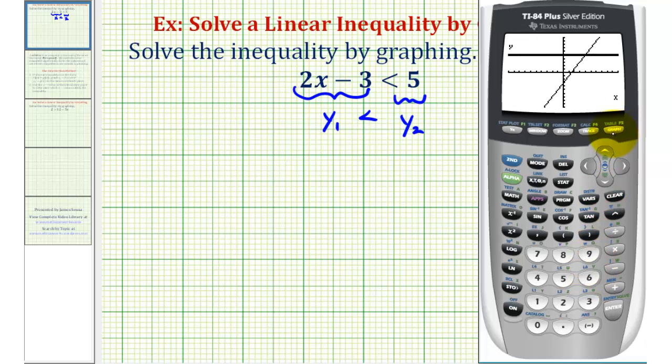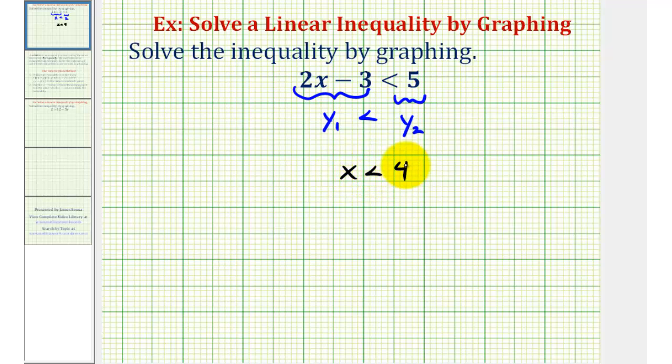There's y1, there's y2. Let's calculate this point of intersection. We'll press second trace option 5, enter 3 times. The point of intersection is the point 4, 5, but notice how y1 of the thin line is below y2 of the thick line when x is less than 4, or on the left side of positive 4, meaning this piece of the line here. So that's our solution. X is less than 4. We didn't include positive 4 because that's when y1 was equal to y2. We only have less than, not less than or equal to.